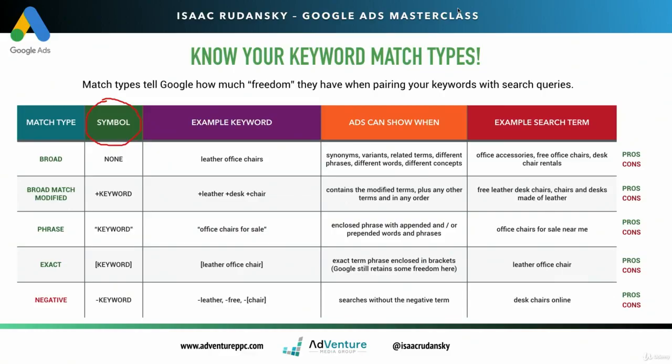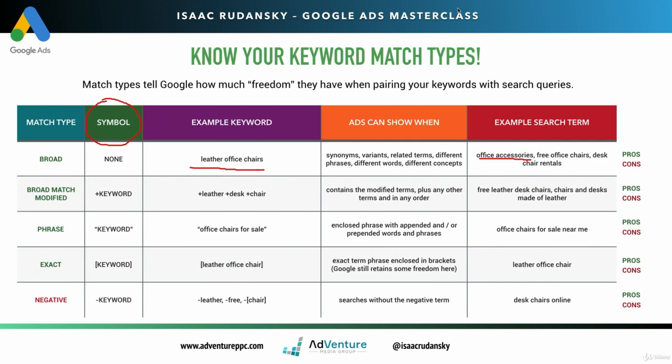Let's take a look at an example. We have the keyword leather office chairs, and that's the keyword we load into the account. Again, there's no symbol. Our ads might be eligible to show if somebody searches for synonyms of that keyword, variants of the keyword, related terms, different phrases altogether, different words altogether, even different concepts. So for example, an example search term might be office accessories. Depending on how Google's feeling that day, our ads might show up for office accessories. I say that because they're always tweaking their broad match algorithm. Free office chairs, desk chair rentals, right?